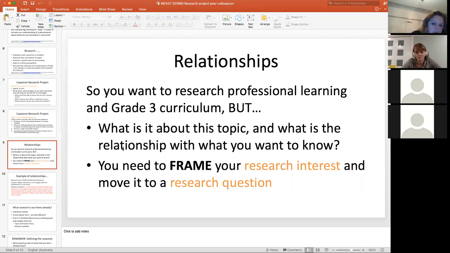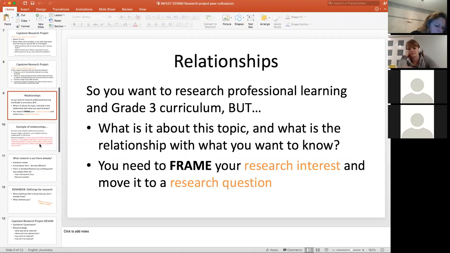So you don't have that long. You've got 4 weeks left. Okay, so don't worry about going too deep into this, but this is something that will help you build a better research project and be able to discuss it more thoroughly in your final write-up. So you need to frame your research interest and move it to a research question. Which I think most of you have done already.